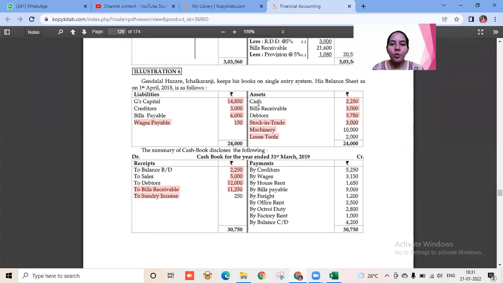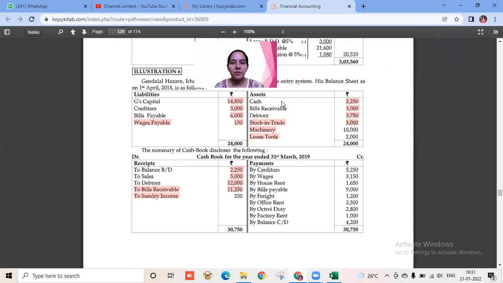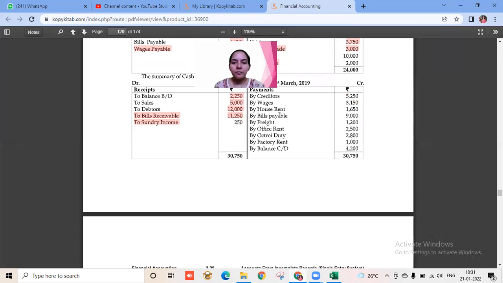Then cash opening balance will be carried down from the balance sheet to the cash book. In the cash book, all the details are given from where the money is received: sales, debtors, bills receivable, sundry income. On the payment side, creditors, wages, house rent, bills payable, freight, office rent, octroi, and factory rent. So for wages we have an adjustment. There is an adjustment for the opening, so tick mark the wages. We'll read the adjustment further.